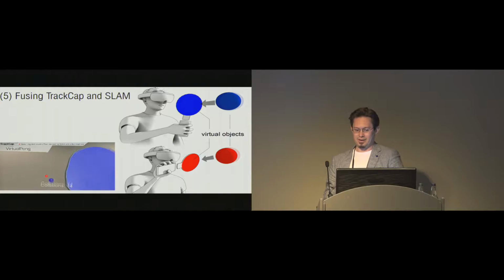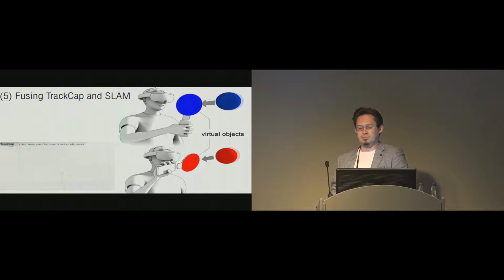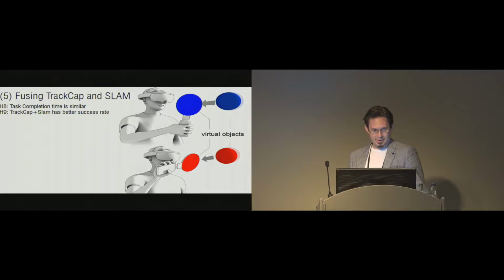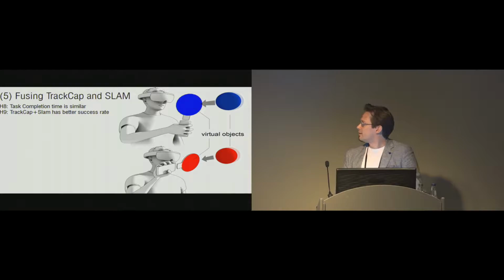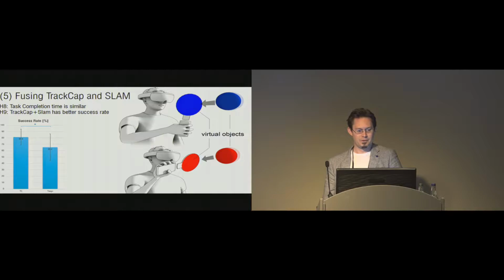What we wanted to show is that a SLAM-only system would also drift at some point because you have really a lot of action going on. In this case, we state that the task completion time would be similar, so hit all these balls in the correct order, because the balls were flying at a constant rate. But the TrackCap augmented SLAM should have a much better success rate because of the elimination of drift altogether. And we could clearly show that. The success rate was much higher using the SLAM and TrackCap combination, because at some point the drift using SLAM only was too large and users had to reset the position to even see the paddle anymore.